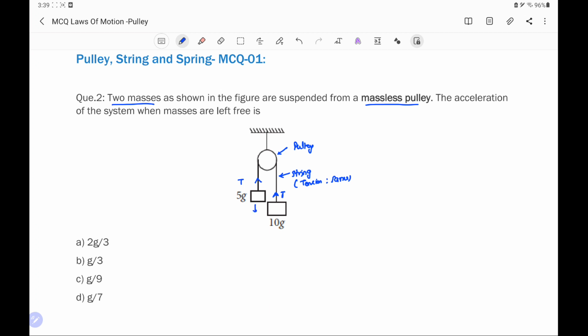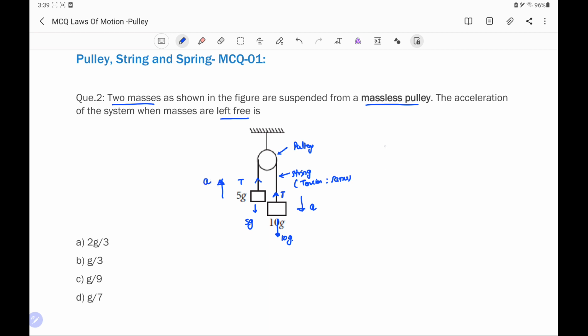This 5g is working downward because of gravity. Similarly, the weight 10g of the second body is acting in downward direction, and if this system of the masses is left free, then they start to move, and because 10g is heavier, so it moves with an acceleration A in downward direction. Similarly, this 5g will move in upward with the same acceleration A.